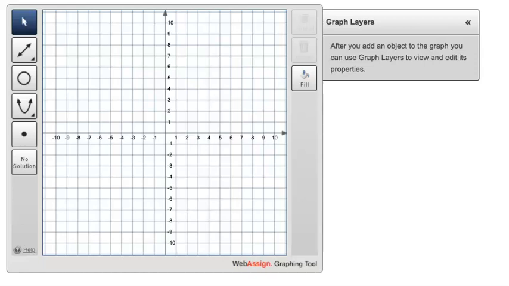We are going over the WebAssign graphing tool. We have covered most of these symbols on the side. The first one is the pointer. The second one is the line tool. In the line tool, there are three options: a line, a ray, and a segment. You need 2 points for any one of those.